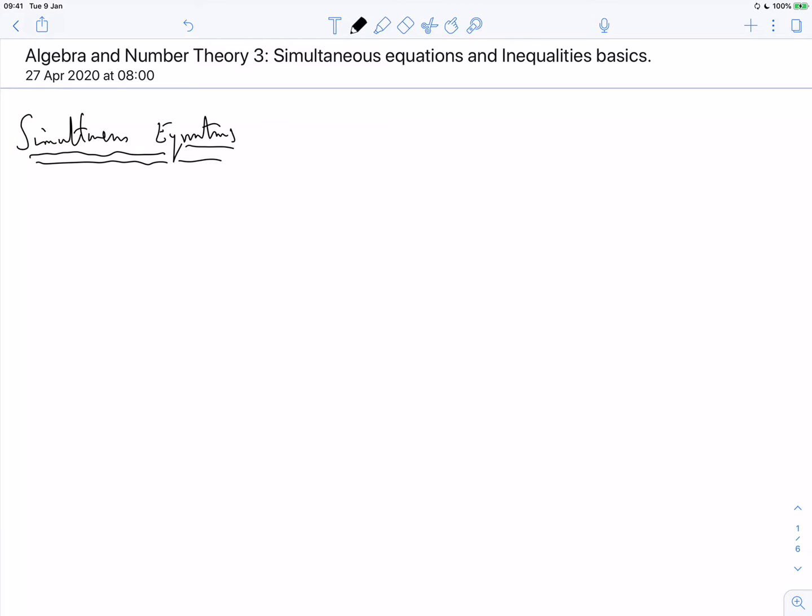It's Mr. Pope from Grammar School for Boys, and today in the Algebra Number Theory Session 3 we're going to be looking at some basic simultaneous equations and inequality stuff.